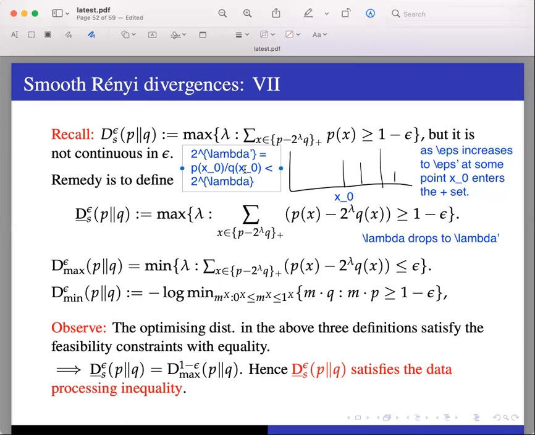Yeah. But let us see what happens to d lower bar epsilon s. Okay. So I start off with epsilon and I start increasing it slowly. As I increase it slowly, I can afford to increase this lambda.